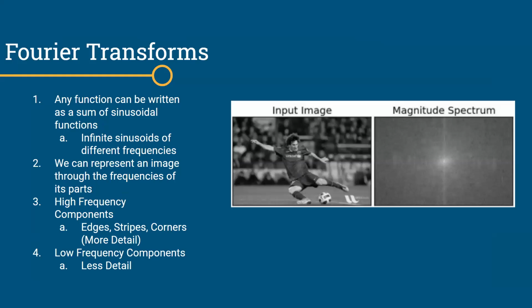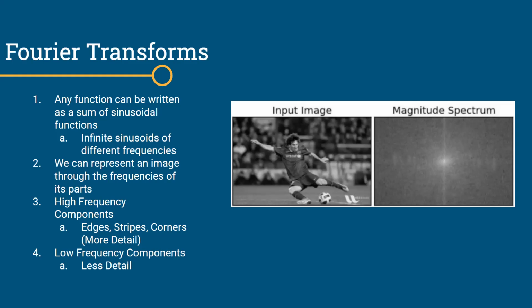How many of you have heard of a Fourier transform? What is it? Exactly. When we look at an image, we can represent it not as a sum of its frequencies, but through its frequencies. I want to take note of this image over here. We have a dude kicking a soccer ball. I think he's on a horse.